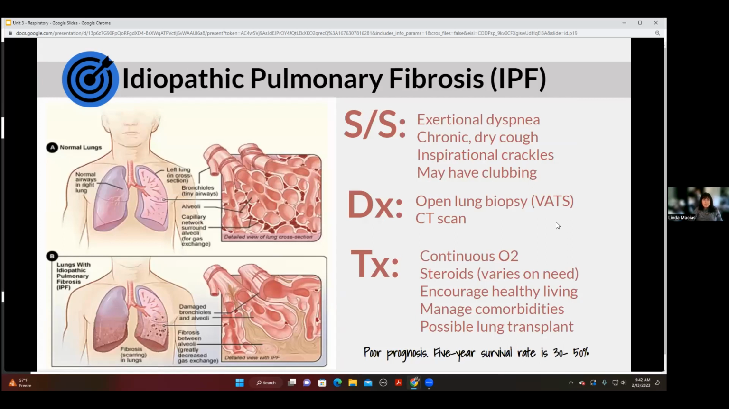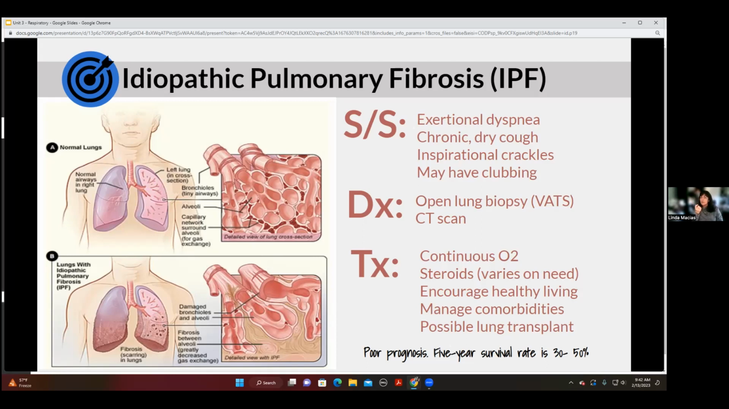Idiopathic pulmonary fibrosis, signs and symptoms: exertional dyspnea, and that goes with a lot of the pulmonary disorders. Exertional dyspnea, where you do one little thing, even the COPDs or CHFs, you get up and you can't breathe. But it's chronic, dry coughs, inspiratory crackles, and you'll see in their hands, because of the decreased oxygenation, clubbing that almost looks like an arthritic hand. The clubbing came from this pulmonary condition, not from actually arthritis, but that's what they look like.